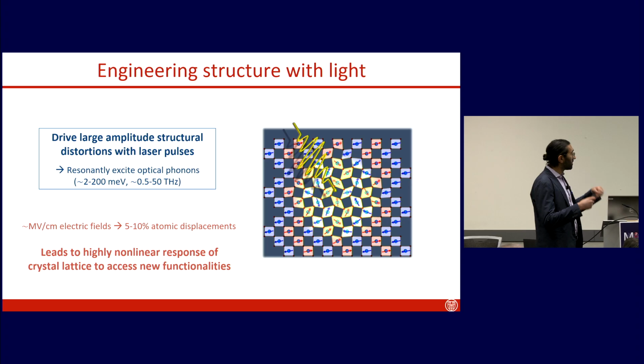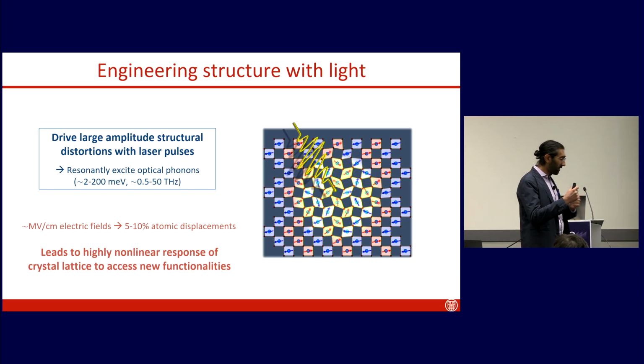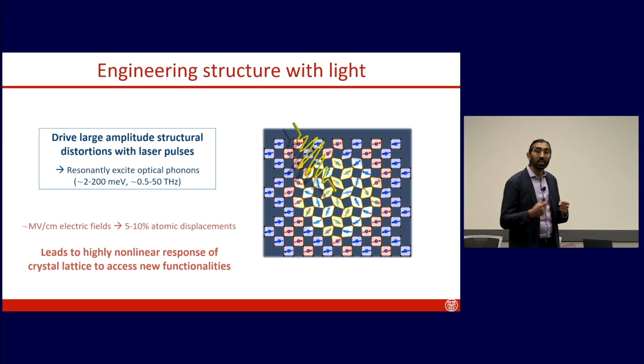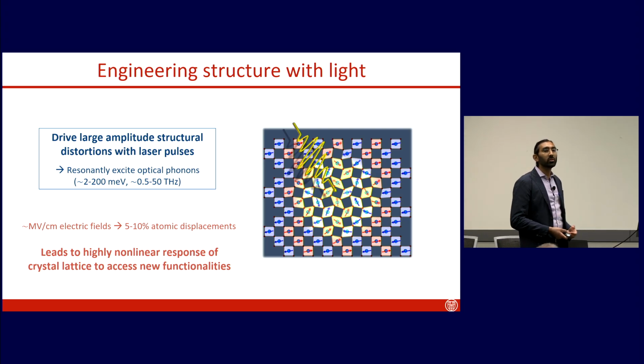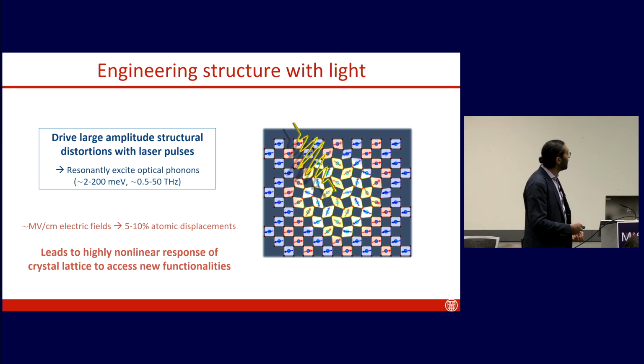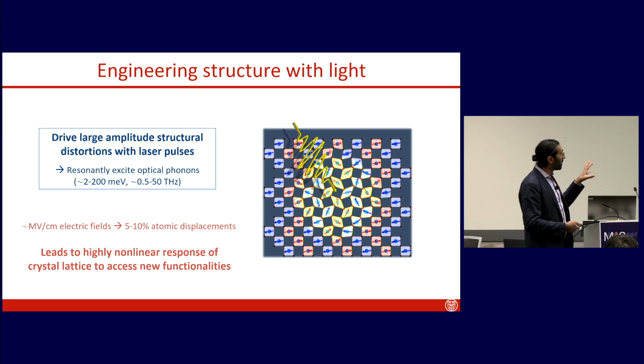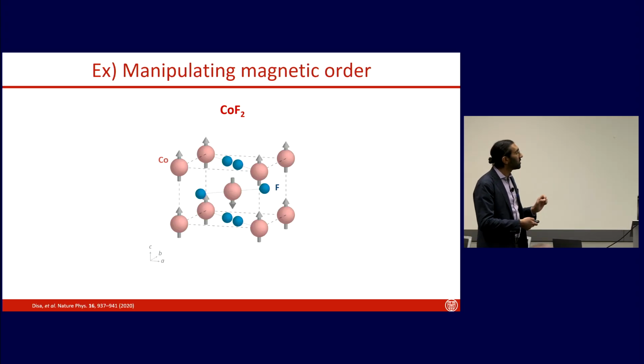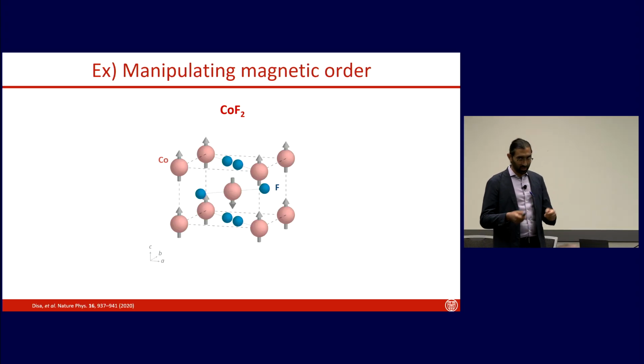And the important point is that when you drive the system with such extreme displacements, the crystal lattice starts to act in a very nonlinear way. And you can take advantage of this nonlinearity to essentially engineer new types of crystal structures that may not otherwise be accessible. Okay, and so I will give you a couple of examples of how this works. I will first start with a very simple example, which is an experiment that we carried out a couple of years ago now on this very simple antiferromagnetic system.